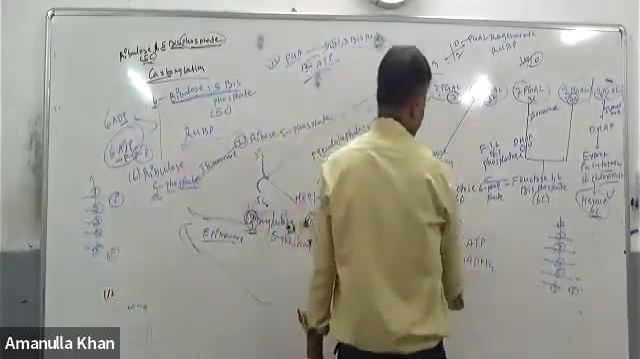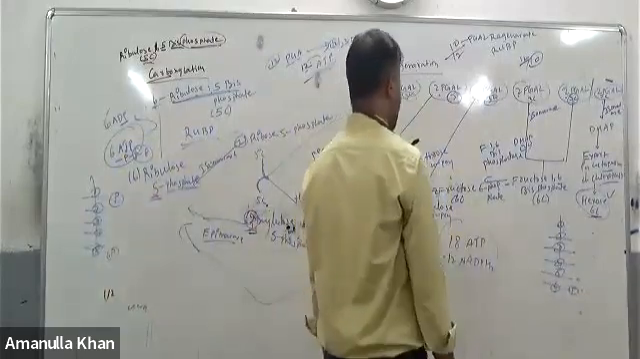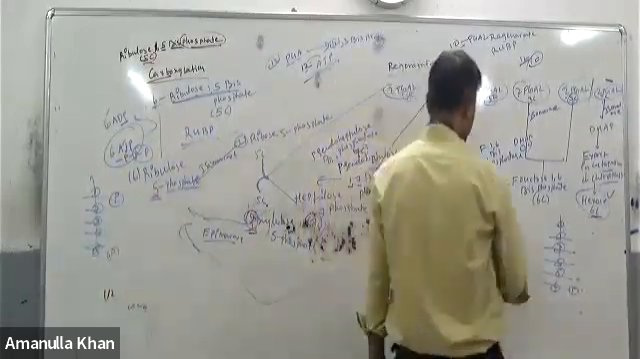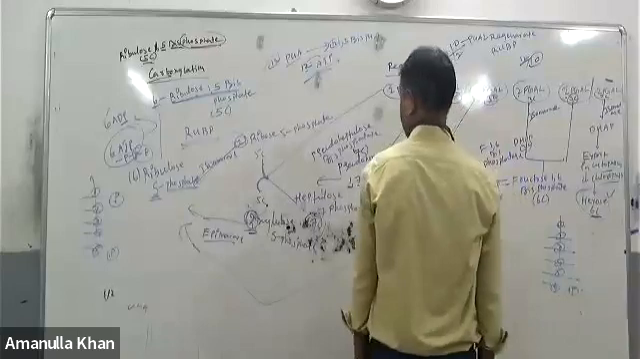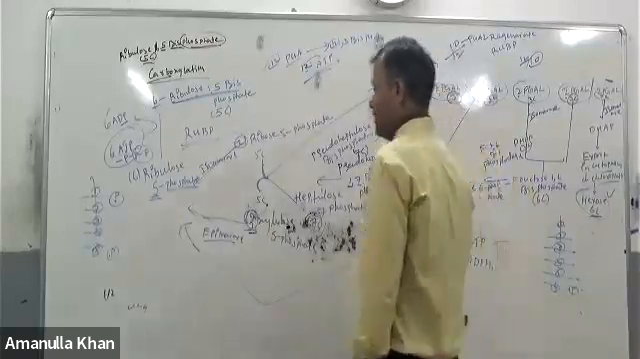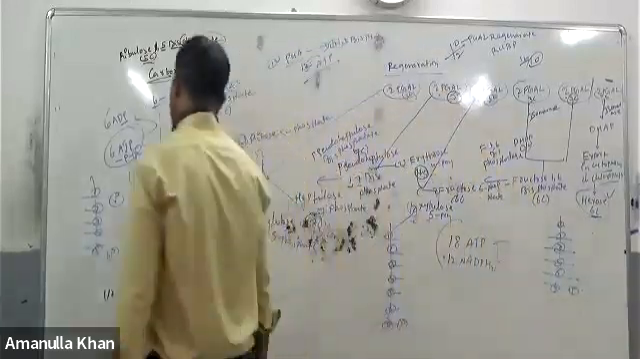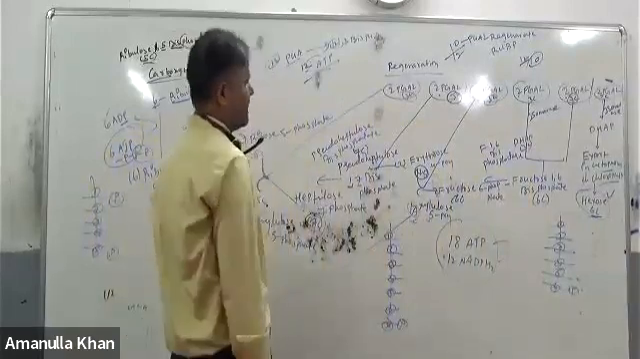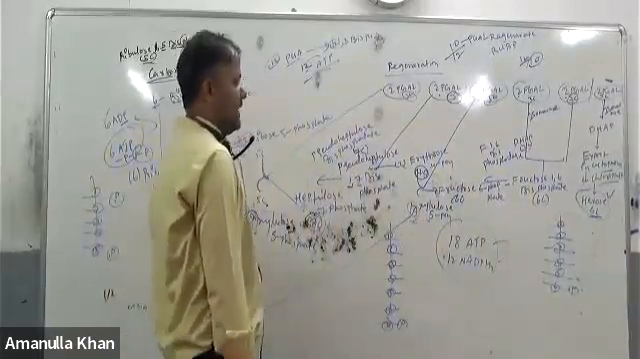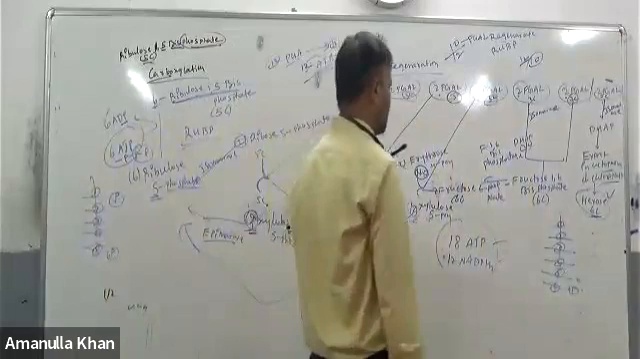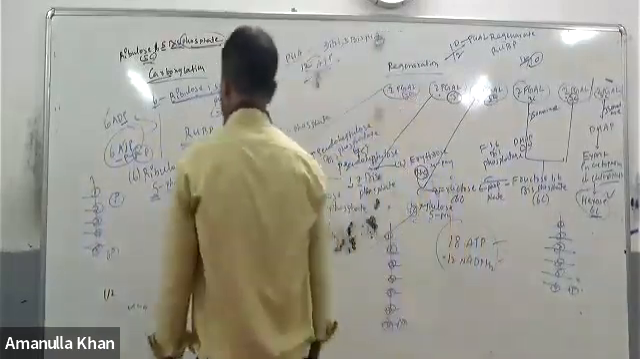So one complete Calvin cycle requires 18 ATPs and 12 NADPH2. Okay. So for one carbon fixation, how many ATPs are required? For one carbon fixation, 3 ATPs are required and 2 NADPH2 are required.